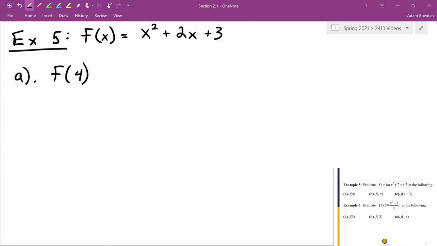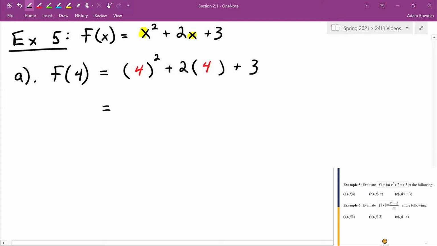We're going to do f of 4. To do f of 4, wherever x is inside the function, I'm going to replace that with a 4. So at the front, we have an x squared. That's going to turn into 4 squared. And then the second term is 2x, so that's now going to be 2 times 4. The last number is plus 3. So I'm plugging the numbers in here for x.